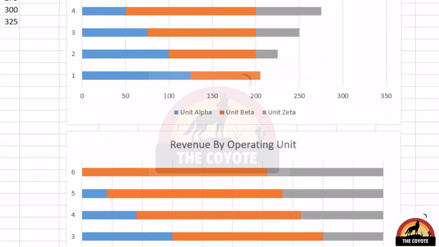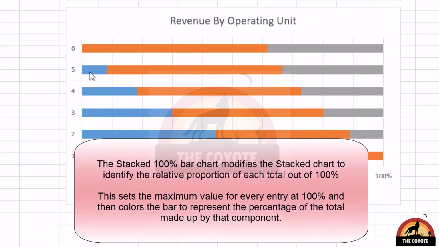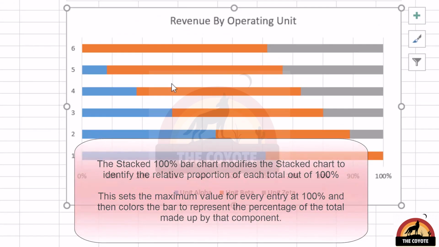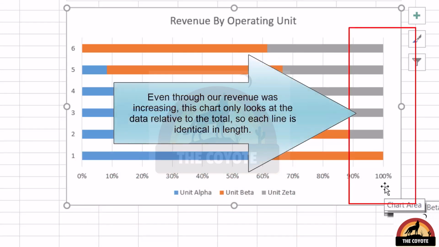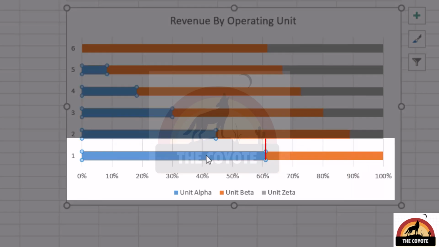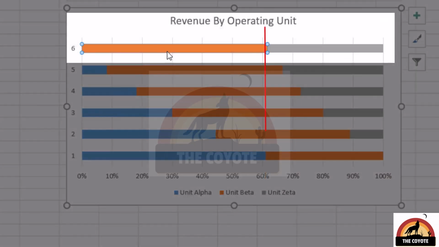The stacked 100% bar chart is a slight modification to the prior chart that frames each contribution as a fraction of 1. Each line will add up to 100% no matter what, and the color indicates which component contributes what percentage. As an example, if you look at the bottom row, you can see that alpha contributes just over 60% to year 1 with a revenue of $125, but beta contributes less than 50%. And then for year 6, you can see that the beta contributes over 60% and zeta contributes less than 40%.